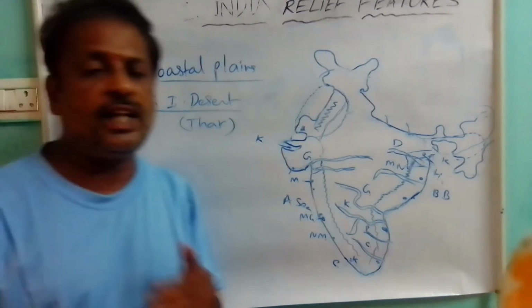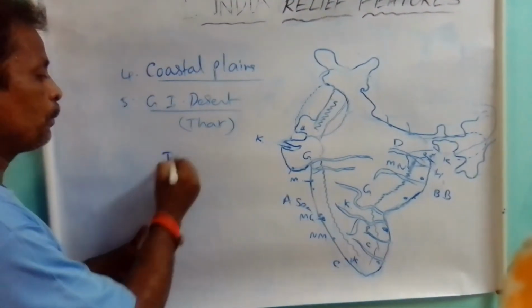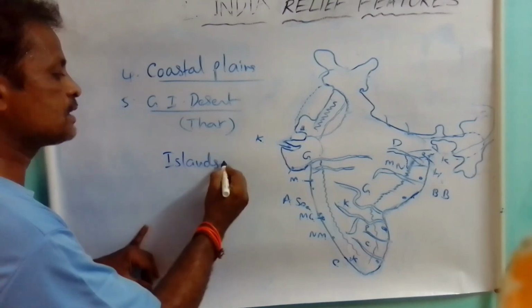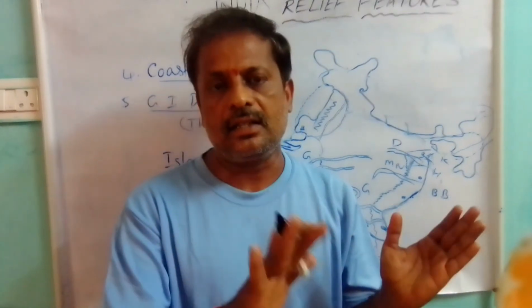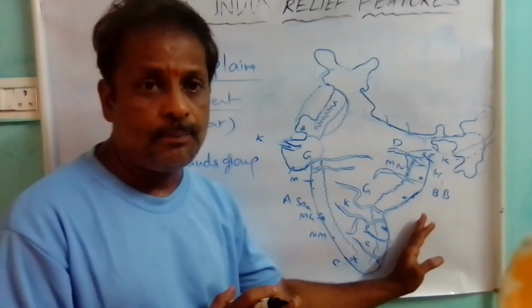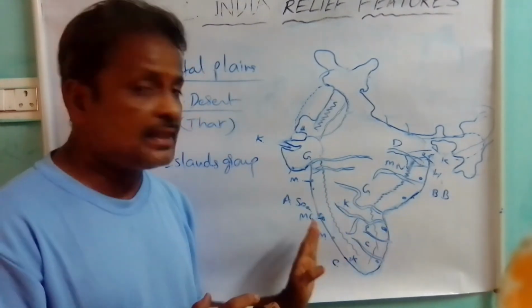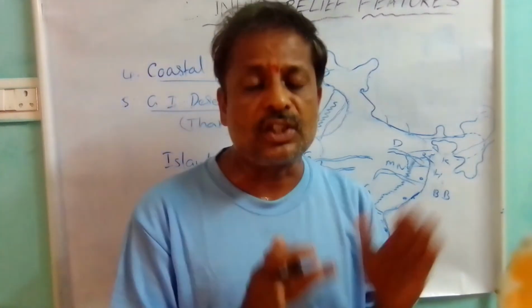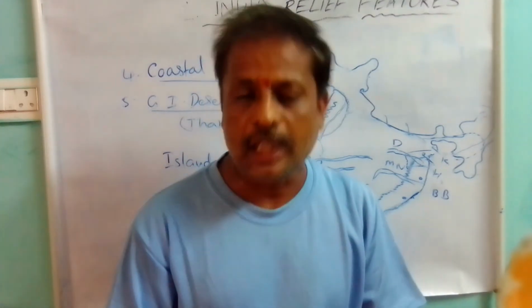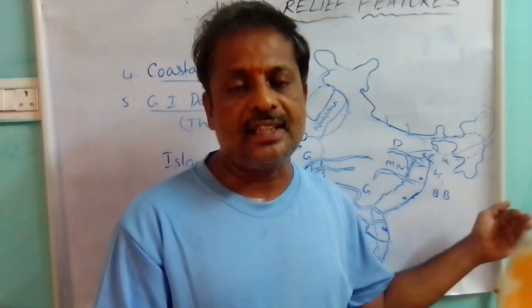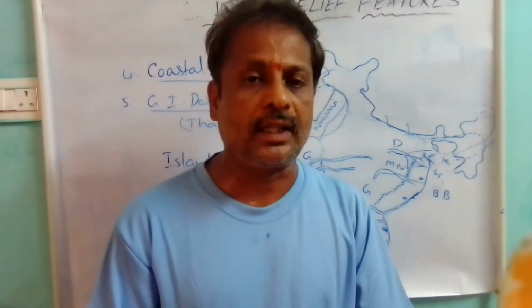In the next video, we are going to explain the last physical division, the islands group of our India. We know very well we have two island groups. One is in the Bay of Bengal on the east side, the Andaman and Nicobar Islands. One is in the Arabian Sea, Lakshadweep. About these two island groups, we will explain in a detailed way in our next video. Keep on watching for these two islands in detail, in the same lesson. Okay, keep on watching. Thank you.